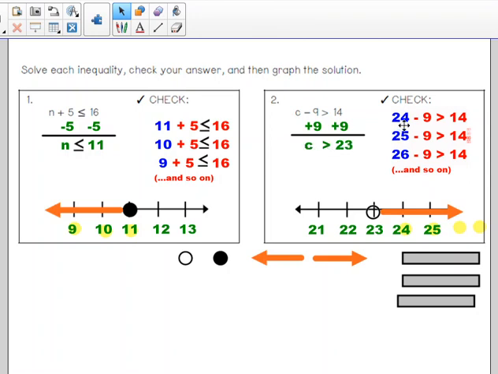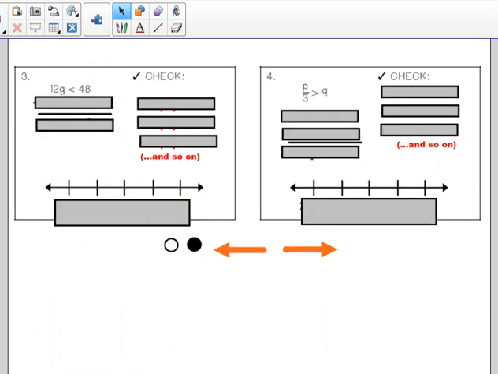Anything that's more than 23, 24, 25, 26, and so on. That's our solution set. So we're solving an inequality, we're graphing it, and then we're checking to make sure that it does work. There's a lot going on here, but we should be pretty comfortable with this because it's a lot like solving one-step equations, which we've already done. Now, in number 3, let's look at this one.